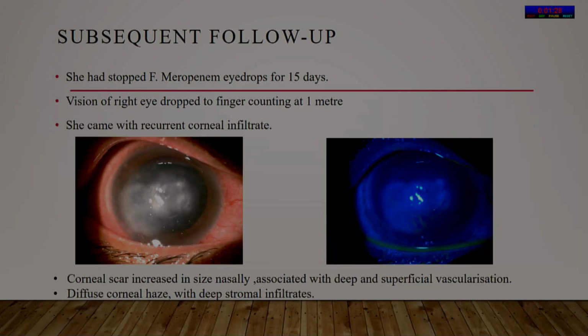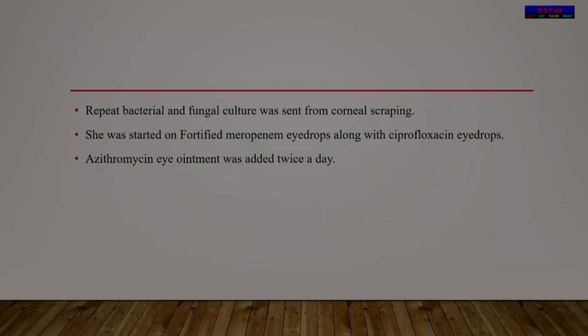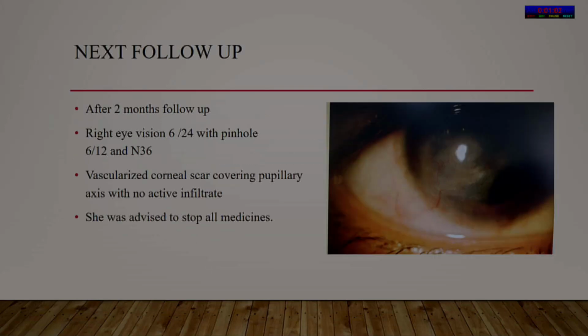However, once she saw the improvement in the symptoms, she was lost to follow-up and stopped using fortified meropenem eye drops, and there was a drop in the vision and an increase in the size of the corneal infiltrate associated with superficial and deep vascularization. Then again we sent a repeat bacterial culture and restarted her on the fortified meropenem eye drops.